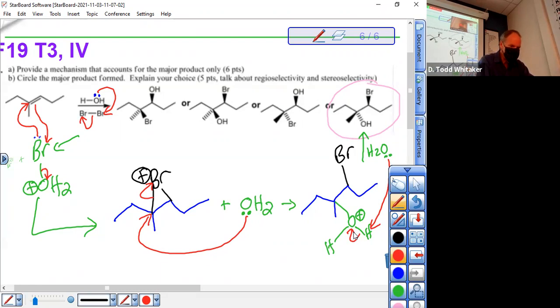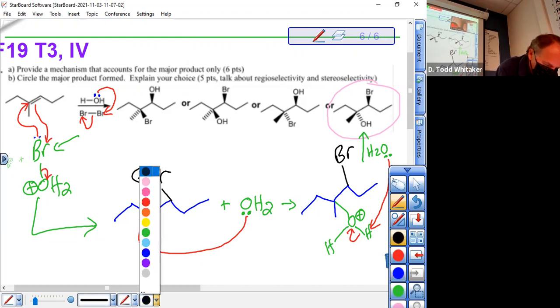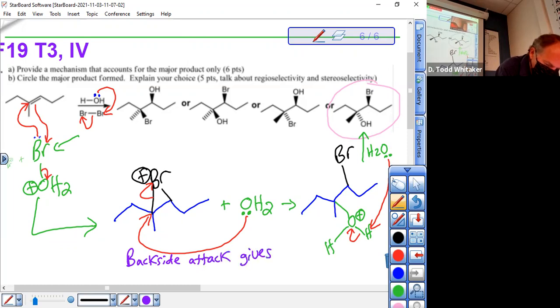We circled our product. Talk about regioselectivity and stereoselectivity. Over here, do the discussion where it's important. Backside attack gives anti-stereoselectivity. There's your stereoselectivity discussion.